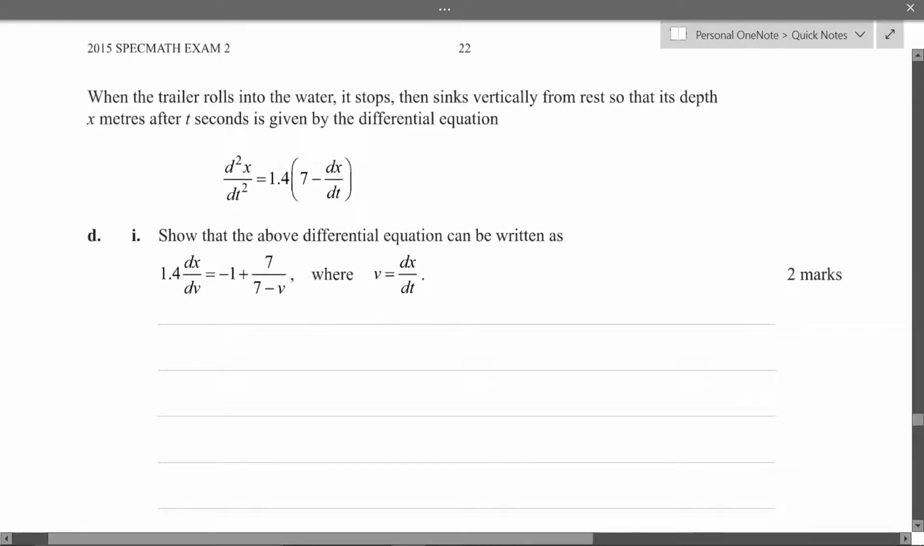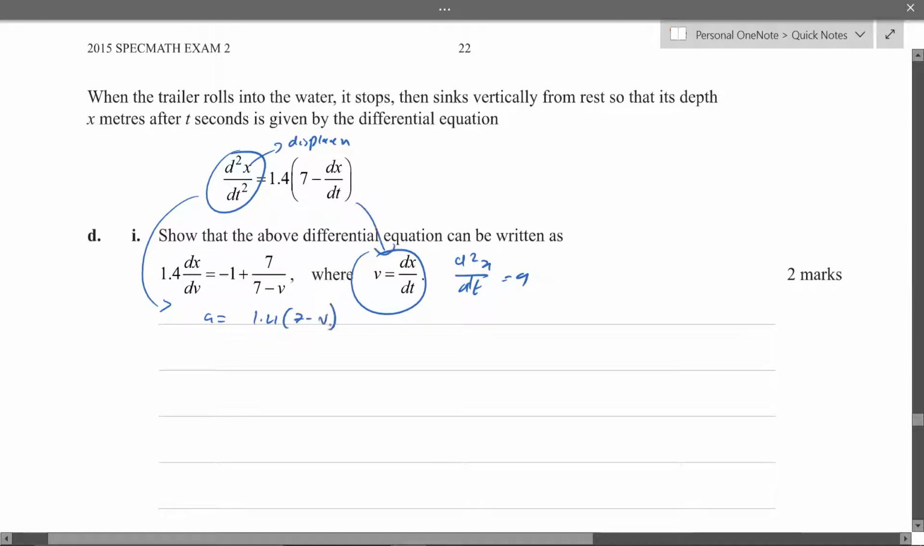Show the differential equation can be written as this. The trick you have to realize is that x is displacement, so dx/dt is v, and d squared x/dt squared is a. So you could rewrite this as a equals 1.4 times (7 minus dx/dt), which is 7 minus v. Now we have to convert this to here. If we're going to convert a to look something like this, we only know that a is v times dv/dx.